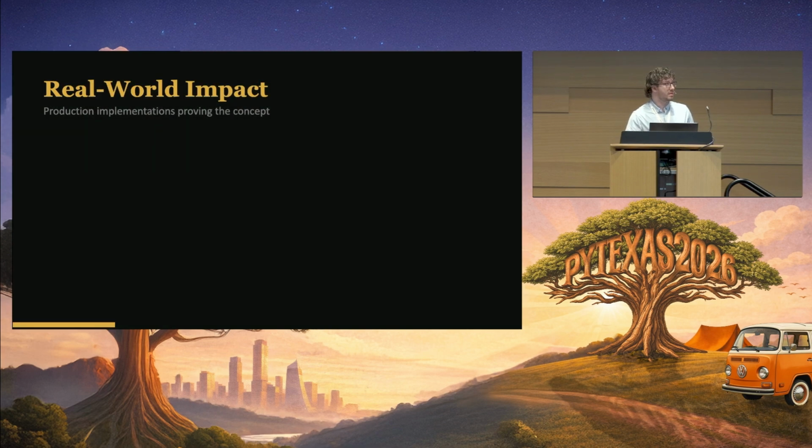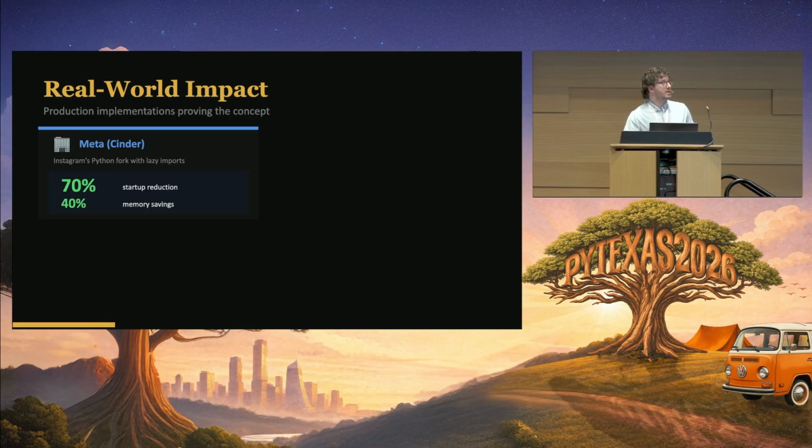So the real world impact on this, though, is that people like Meta, with their internal Python fork called Cinder, saw a 70% startup reduction and 40% in memory savings. And for a company of that size, it's very big. But if you're just maintaining a library like Litestar, we have a CLI tool, and we're not some gigantic company, so it could help gigantic companies and just you locally alike, just the same.